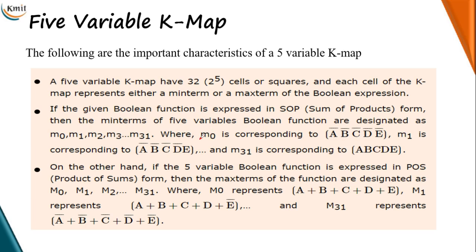For example, m0: if I want to represent it with the variables, all the values of all the variables are zeros. So you can represent the product term m0 as A bar, B bar, C bar, D bar, E bar. m1 is A bar, B bar, C bar, D bar, and E, where the E value is 1. So 0, 0, 0, 0, 1. Hence, E is assigned 1 and without complement we have to represent it.